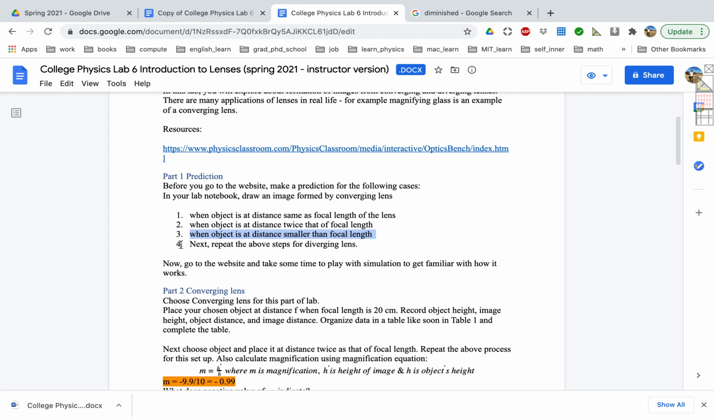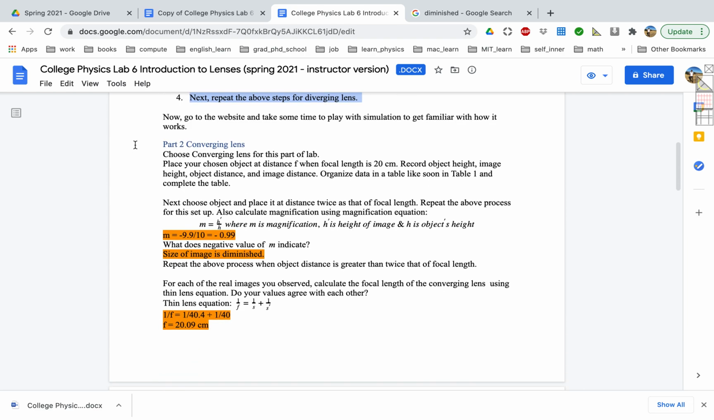And then number 4 here is just the repetition of these 3 steps for a diverging lens. So this is just the prediction part. The actual lab workout part starts from here.